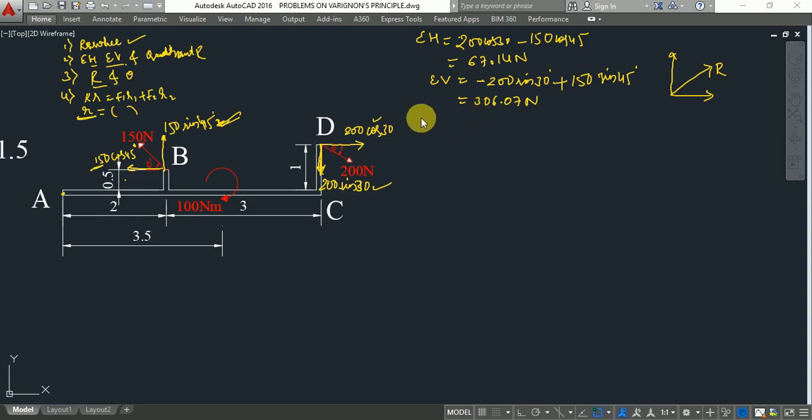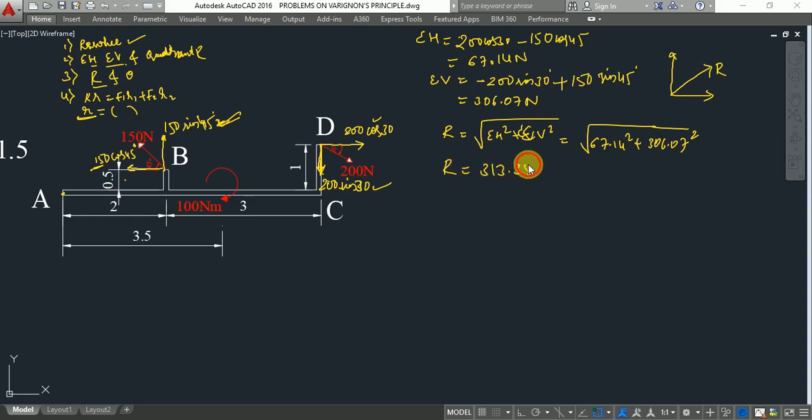Now we need to calculate the magnitude of the resultant. The magnitude of resultant R is equal to the square root of the summation of horizontal squared plus the summation of vertical squared, which is equal to the square root of 67.14 squared plus 306.07 squared. So the magnitude of the resultant is equal to 313.35 Newton.